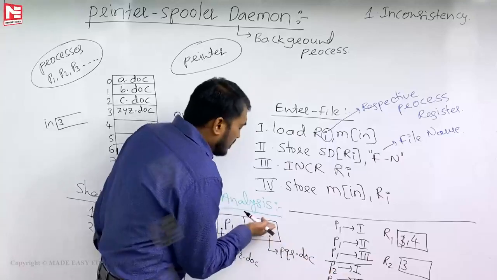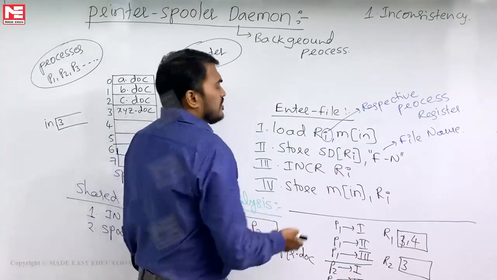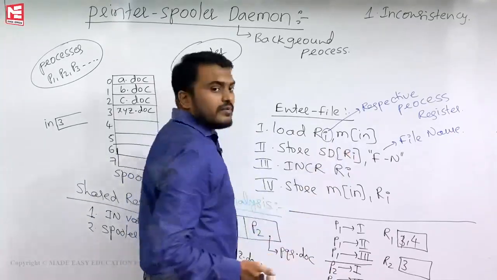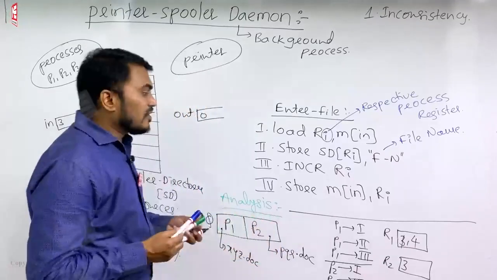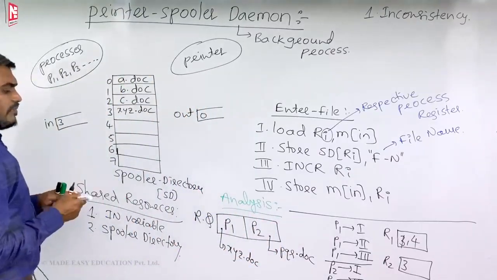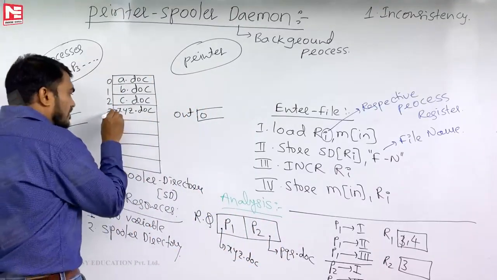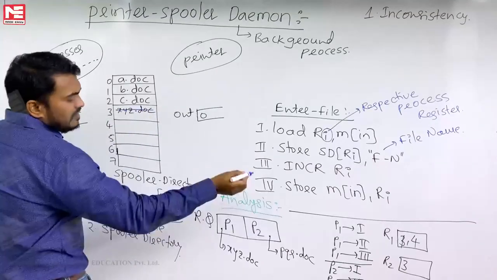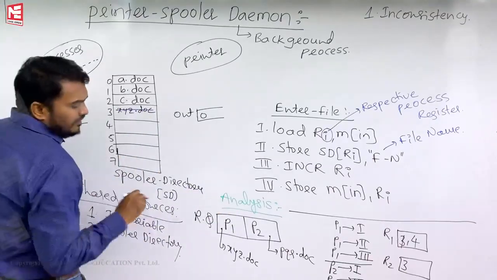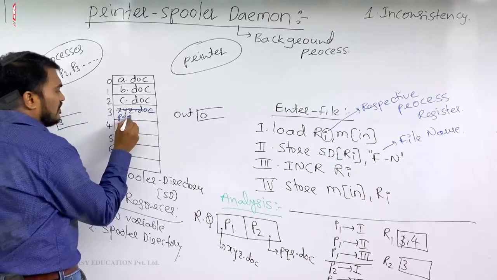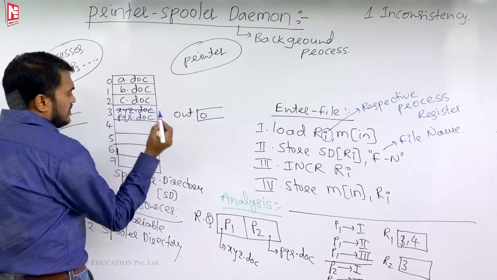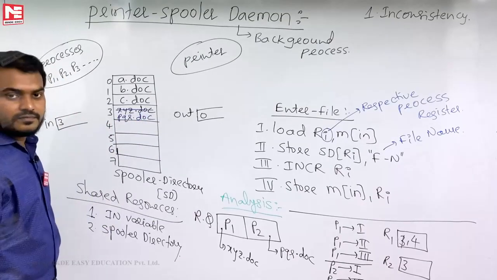What is the file name? P2 is having pqr.doc. So where do we store it? In SD of 3. If you are storing it in SD of 3, what will happen now? Tell me, we are storing in SD of 3. So this will be replaced with the file name we are having. File name pqr.doc. It is replaced with this.